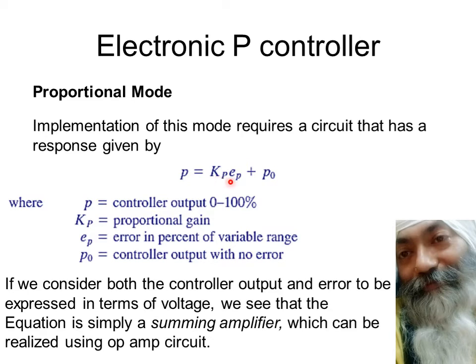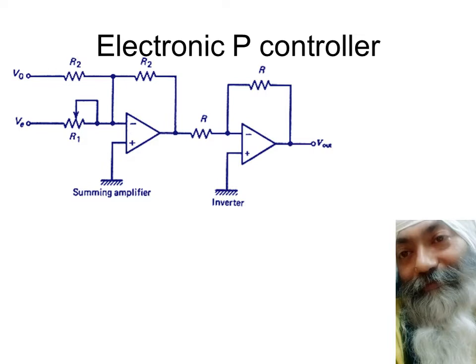We have to be very careful about this Kp thing. So what do we see? Apparently this is the summing amplifier, and whatsoever is the value of P naught is represented by V naught over here, and this V naught is getting multiplied by R2 divided by R2. So this V naught comes over here as such, but this error is getting multiplied by R2 upon R1. So this is the gain. This gain is adjustable. We can adjust this gain by changing this R1 over here.